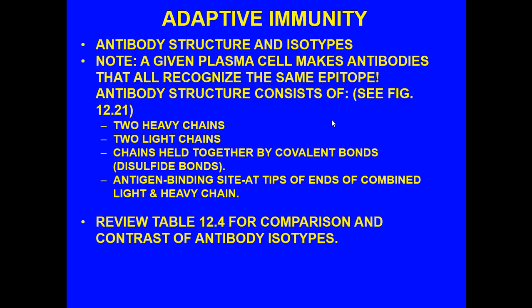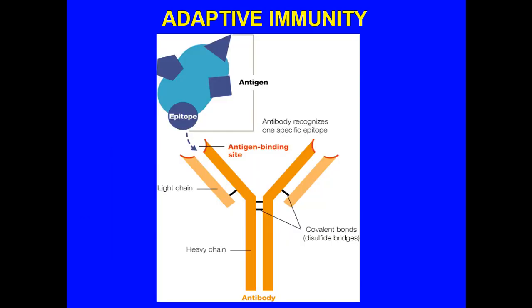And then at the end of these short parts of the Y, just as an antibody example, you're going to have these tips, and on the tips there is basically an antigen binding site, which consists of ends of both the light and the heavy chain. You've got to have both chains to do the effective job of binding. Now, what I do encourage you to do is review table 12.4 for comparing and contrasting antibody isotypes.